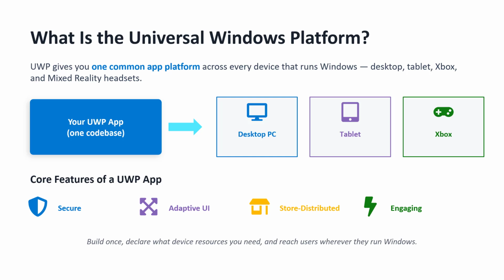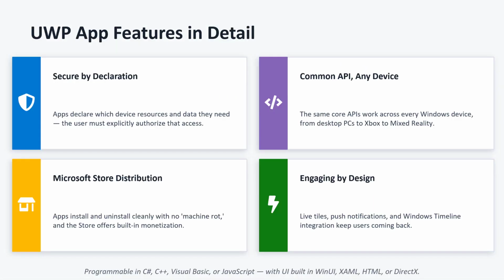So the takeaway here is that UWP allows you to build once, declare what you need, and reach users wherever they're running Windows. So let's take a little more of a closer look at each of those four features because each one solves a real practical problem for both developers and users.